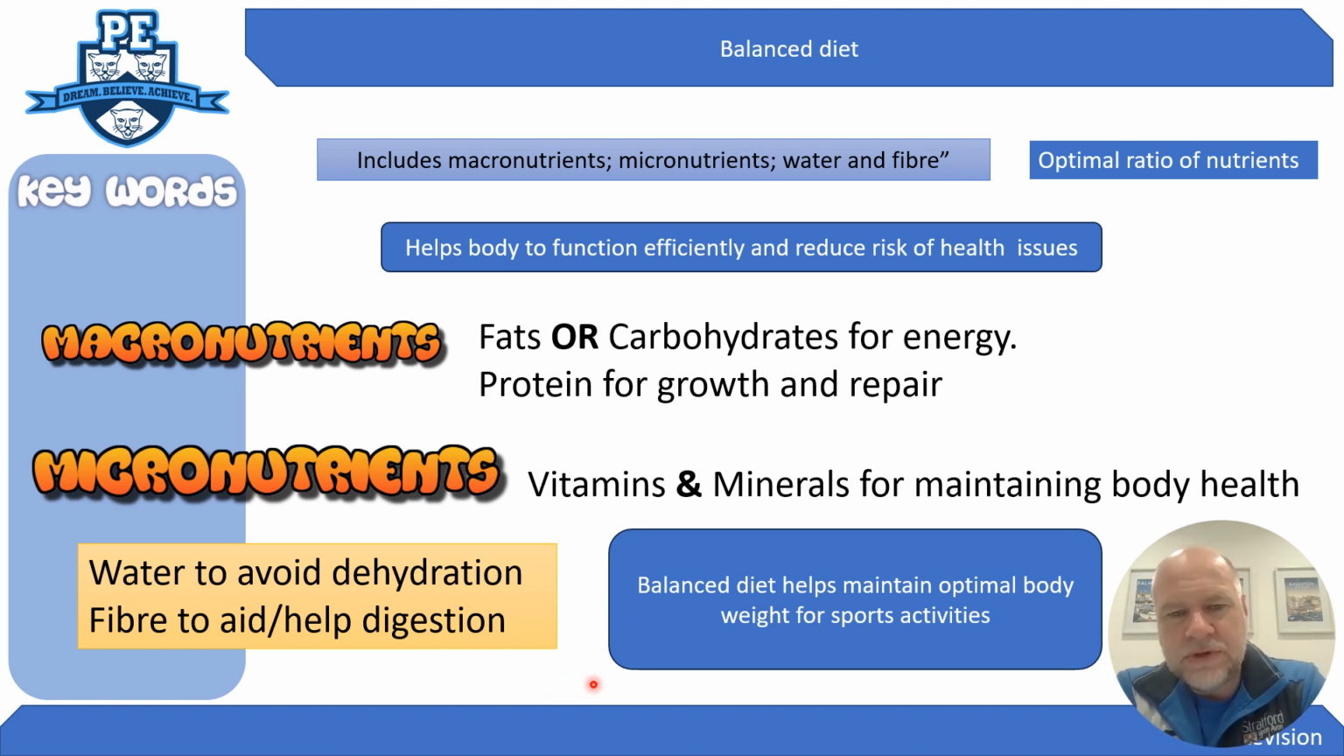So the next bit you need to remember is what the macronutrients and micronutrients are, and what their basic roles are in the body. Macronutrients are fats, carbohydrates and proteins, and whenever you're talking about fats and carbohydrates, you want to be mentioning the word energy. Whenever you're talking about proteins, you always want to try and get the phrase growth and repair in your answer. Vitamins and minerals are essentially there to help maintain body health, and we'll go into a little bit more detail when we talk about the micronutrients. You also need to know the role of water, which is obviously to prevent dehydration, and then fiber, which will help your digestive system.